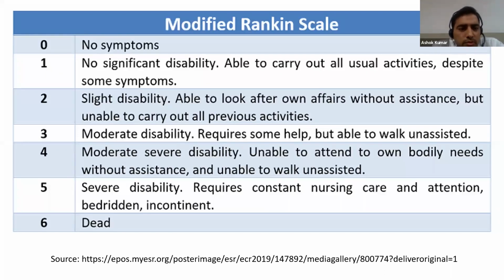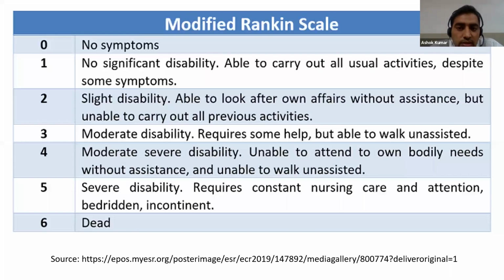0 means no symptoms. 1 is no significant disability, able to carry out all usual activity. 2 is slight disability. 3 is moderate, 4 is moderate to severe, 5 is severe disability, and 6 is death. So 0 is no symptom and 6 is death. As the number increases, the worsening in the patient increases. So it's an ordinal numerical scale.